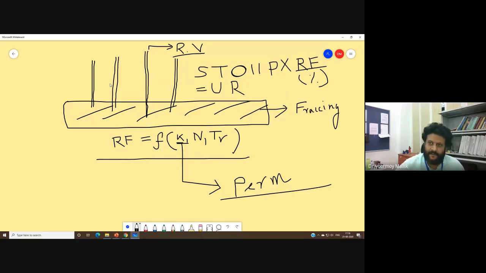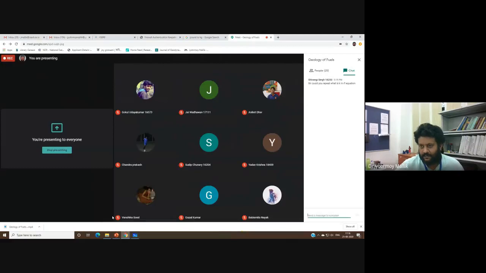If I have a higher permeability reservoir, recovery factor will increase. If I have a lower permeability reservoir, my recovery factor will decrease. If I drill more wells, I will be able to take out more hydrocarbons, so my recovery factor will increase. If I treat the reservoir, of course, then also my recovery factor will increase. Okay, is that clear? Shivangi, is that clear? Okay. Anyone else? Any question?